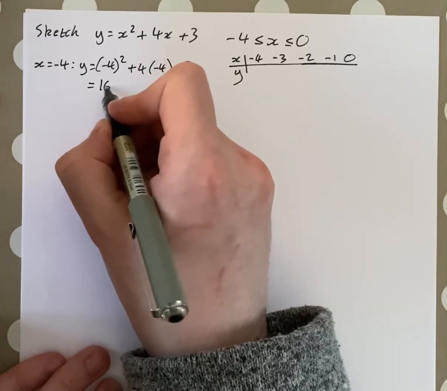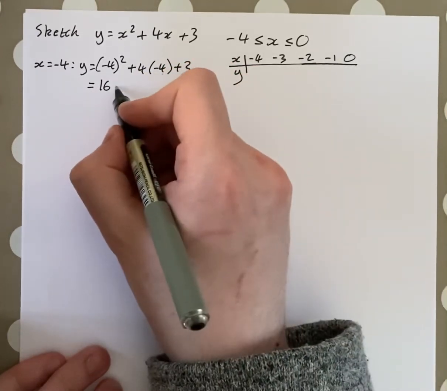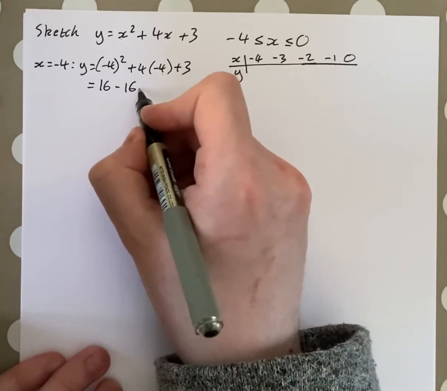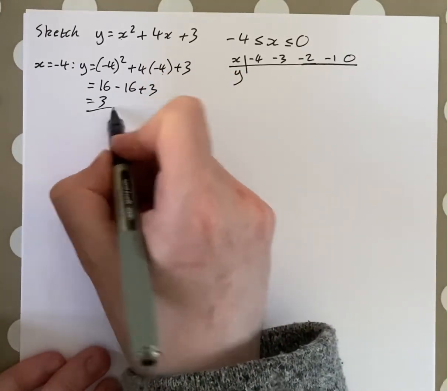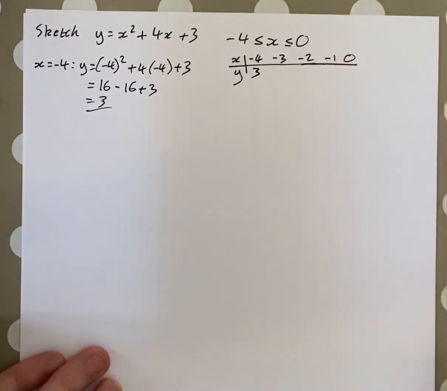Negative 4 squared is 16. 4 times negative 4 is minus 16. And then plus 3. 16 take away 16 is 0, plus 3 is 3. So that y value there must be 3.